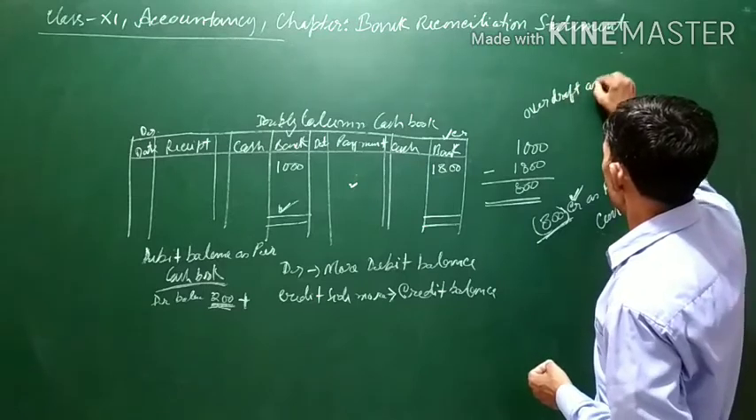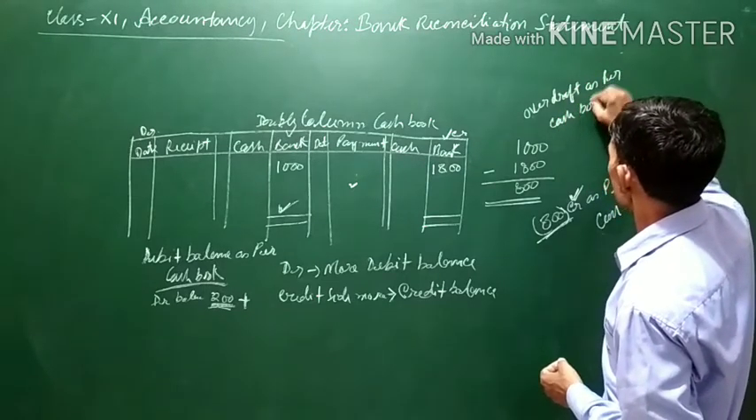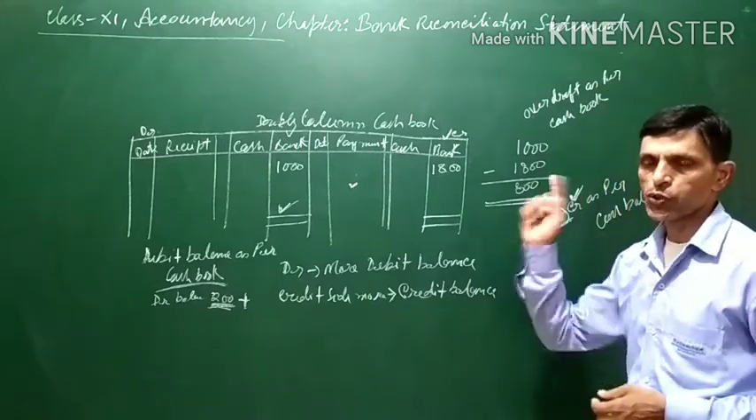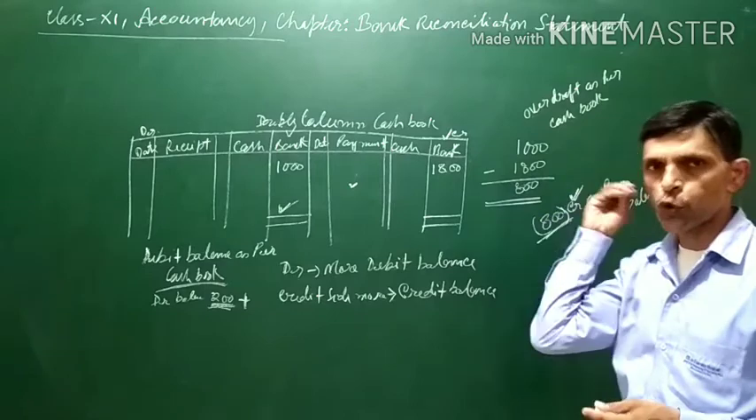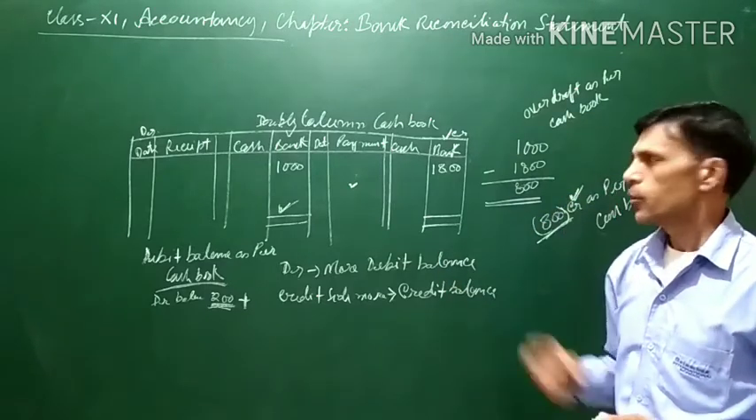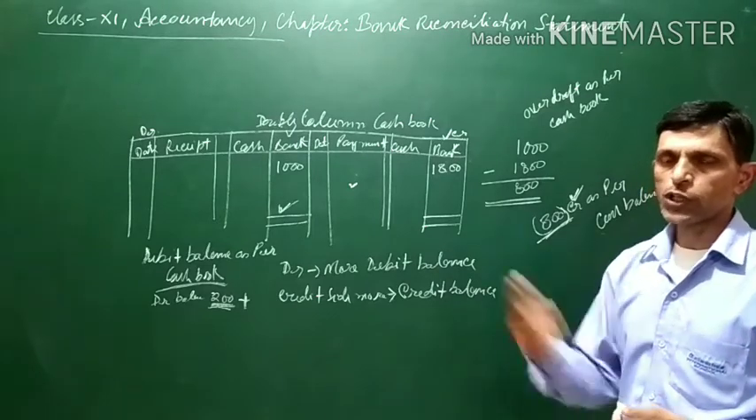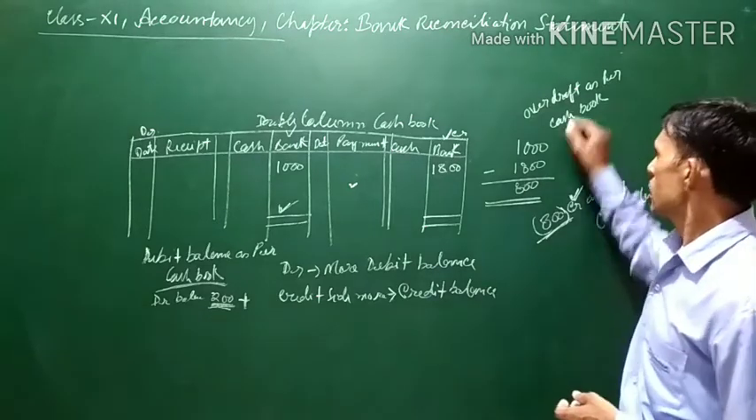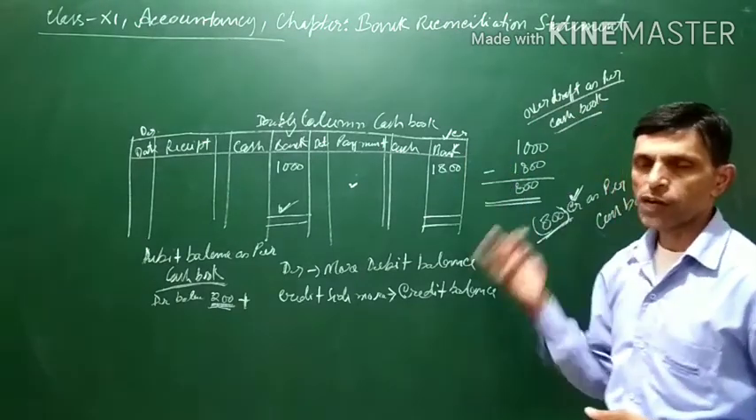Overdraft as per cash book. It is also known as overdraft as per cash book. Overdraft means you have withdrawn more money from the bank than whatever you have deposited. It is possible because it is possible to take more money from the bank as a loan than whatever you have deposited in the bank. So in case of bank column, overdraft is possible.